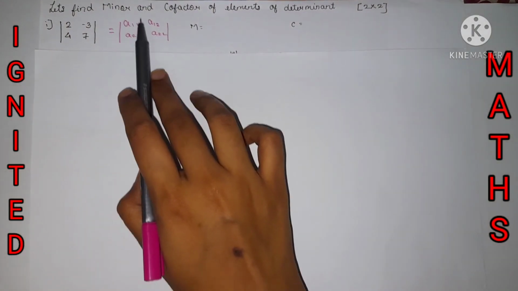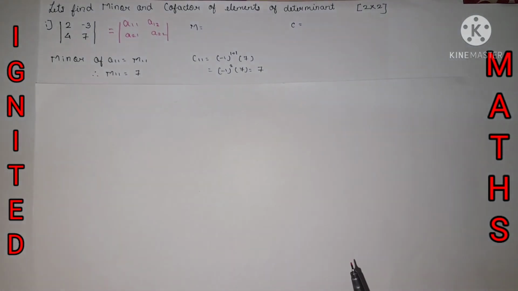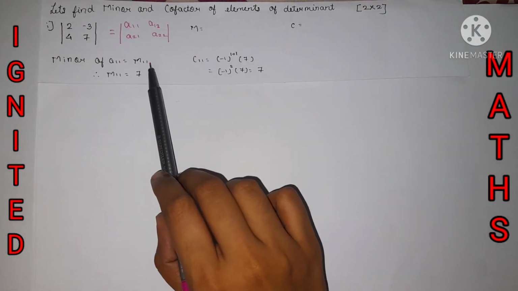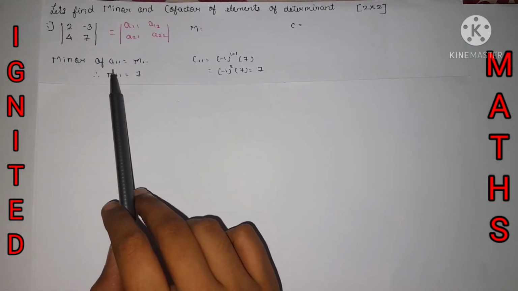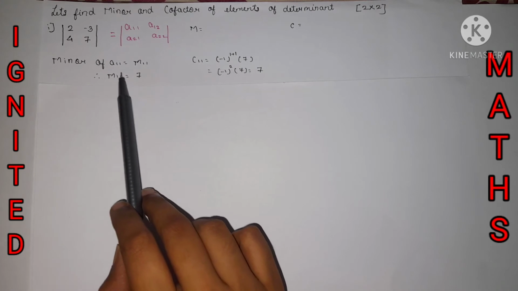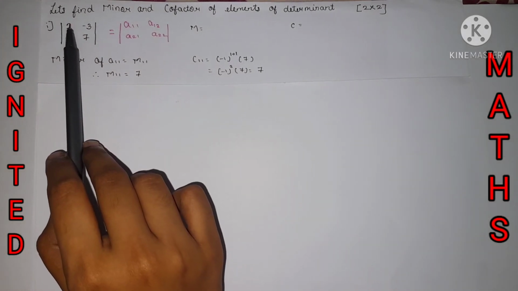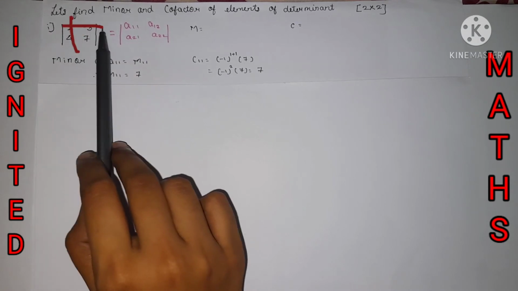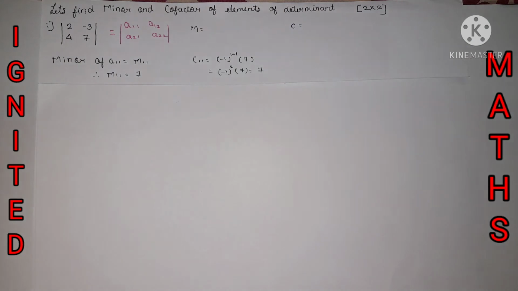So minor of a11 element, that is nothing but minor of 2, we are going to find it. Minor of a11 is equal to M11, and the M11 value will be, we need to hide the respective row and respective column in which the element is present. So we are going to find the minor of 2, so just hide the first row and first column. If we hide it, then the remaining element is 7. That's what we have written over here.